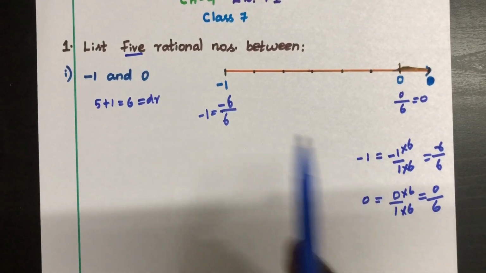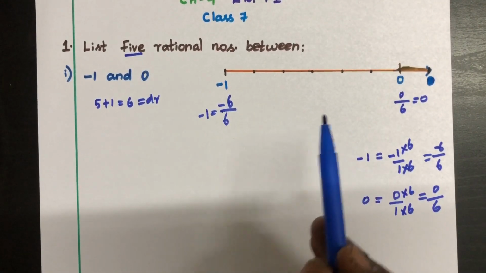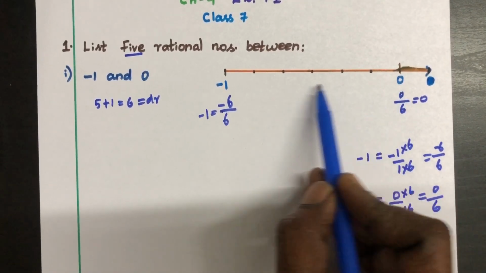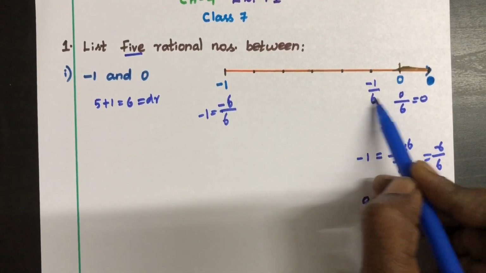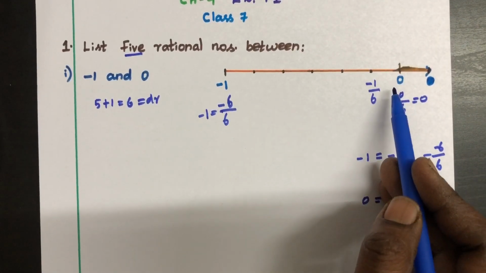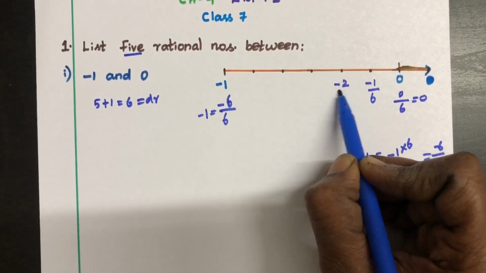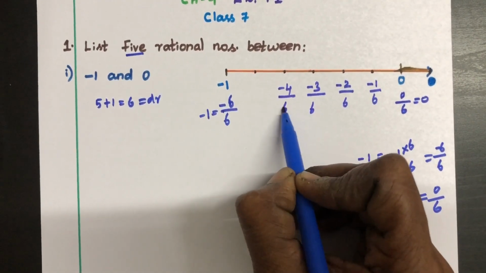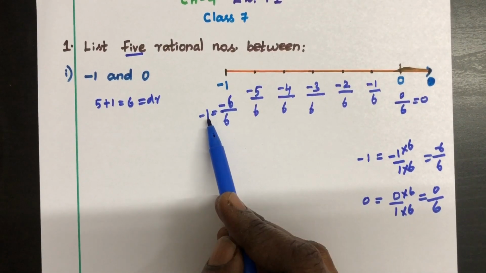That means I divided this portion into 6. So to divide into 6, what do we need? 6 in the denominator. This is 0. 0 means this side only negatives. So how will it go? It will go -1 by 6. This is 0 by 6. So in this division, because we divided this into 6, it will go like this only. After 0, it is -1 by 6. Here -2 divided by 6. This is -3 divided by 6. -4 divided by 6. -5 divided by 6. See, automatically -6 divided by 6, which is equal to -1.